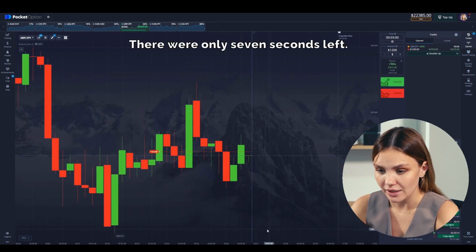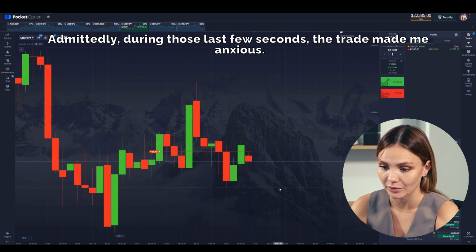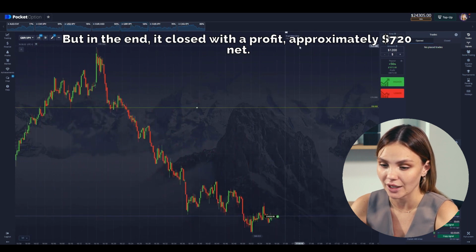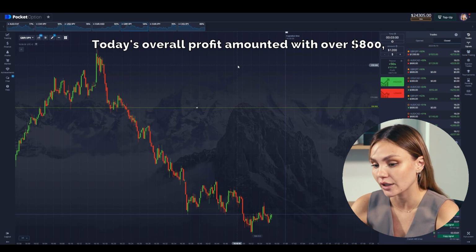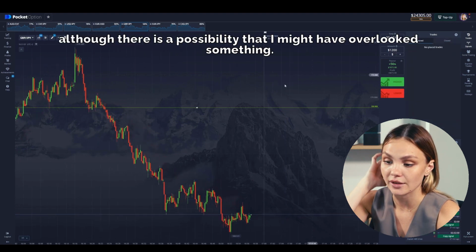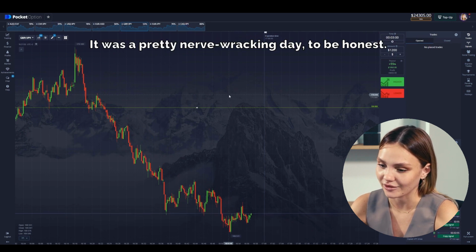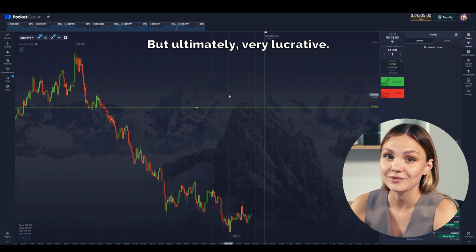There were only 7 seconds left. Admittedly, during those last few seconds, the trade made me anxious, but in the end it closed with a profit, approximately $720 net. Today's overall profit amounted to over $800, although there is a possibility that I might have overlooked something. It was a pretty nerve-wracking day, to be honest, but ultimately very lucrative.